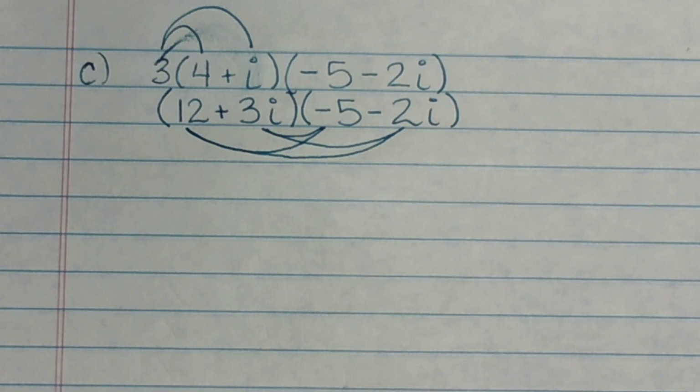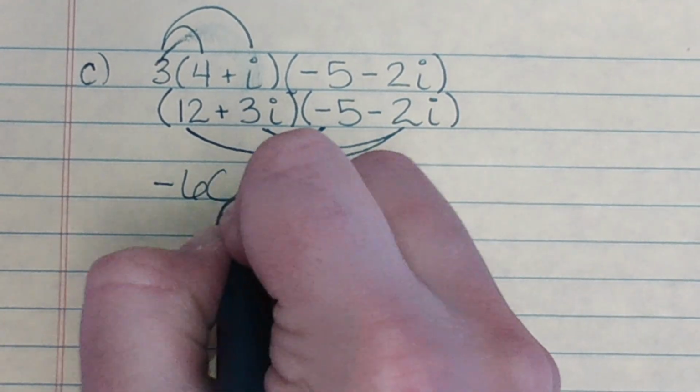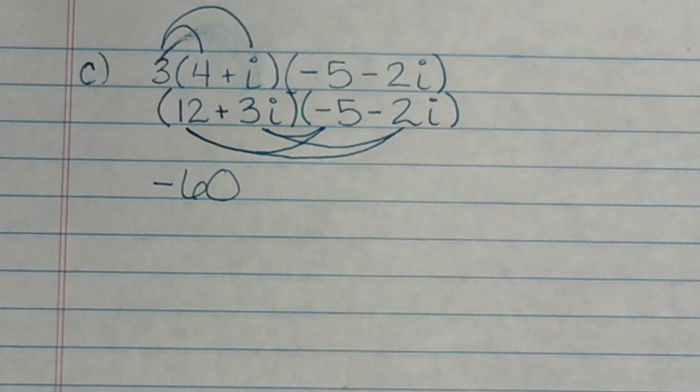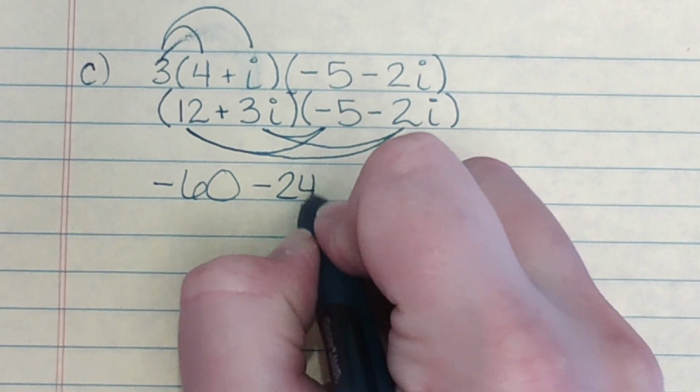Brett, what is 12 times negative 5? Negative 60, yes. Y'all know you can have calculators, right? Evelyn, what about the 12 times negative 2i? Negative 24i. Perfect.